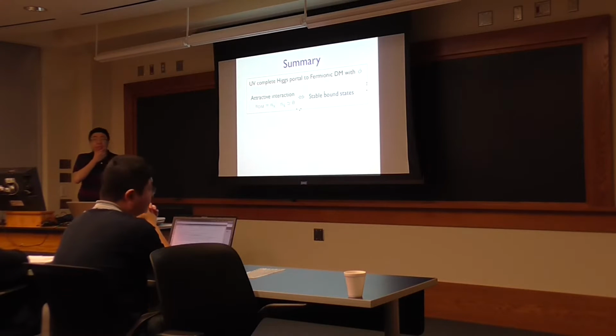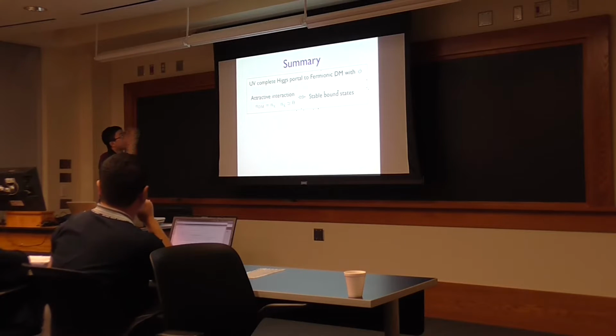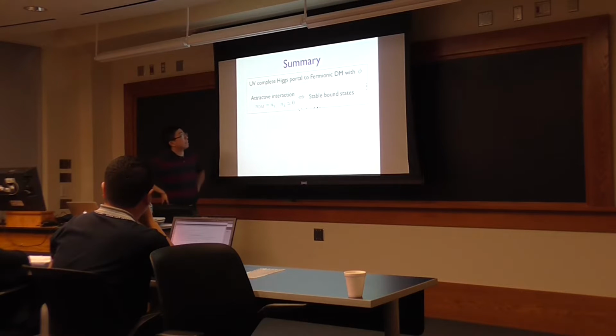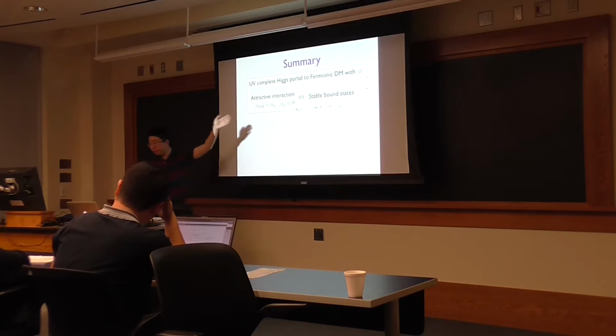Okay, so let me summarize the first part of my talk. I have talked about a UV completion of the fermionic dark matter. I add a singlet phi which mediates an attractive interaction. And if the dark matter number density is asymmetric, there's only chi but no anti-chi particles, I'm going to form stable bound states. So this is what I have discussed.